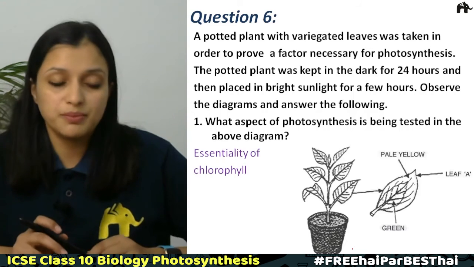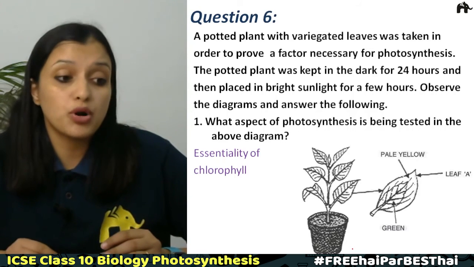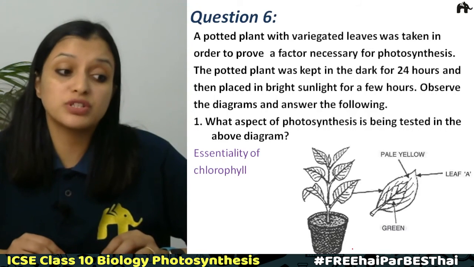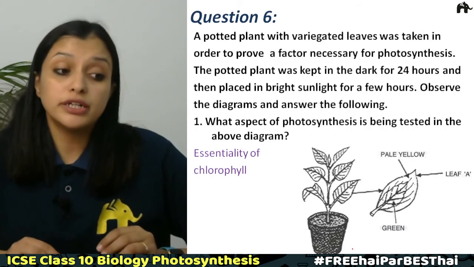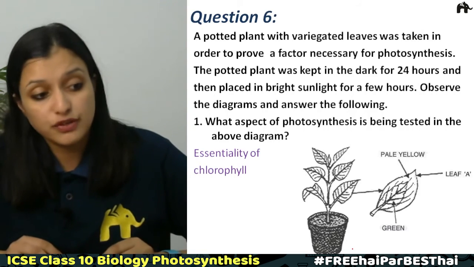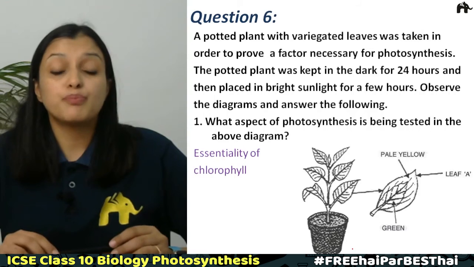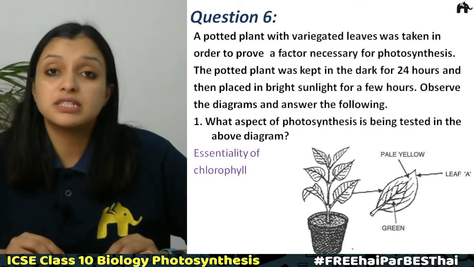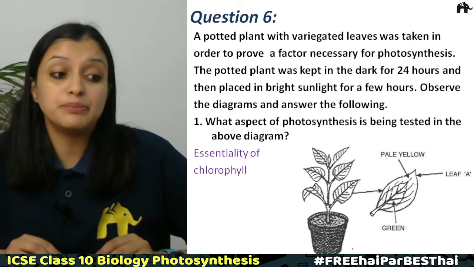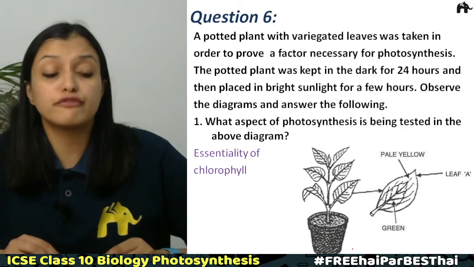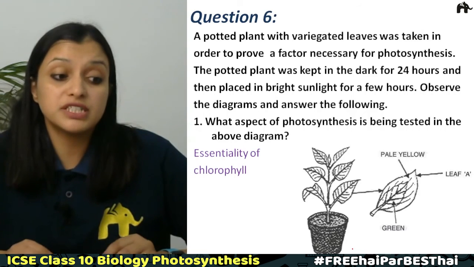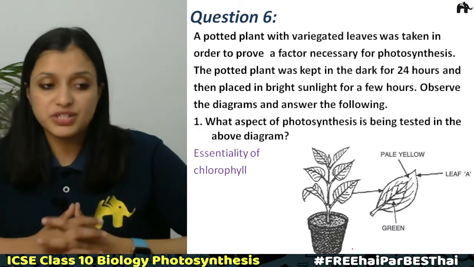So now the question number 6. Question number 6 says a potted plant with the variegated leaves was taken in order to prove a factor necessary for photosynthesis. So the potted plant was kept in the dark for 24 hours and then placed in bright sunlight for a few hours. Observe the diagrams and answer the questions, right?